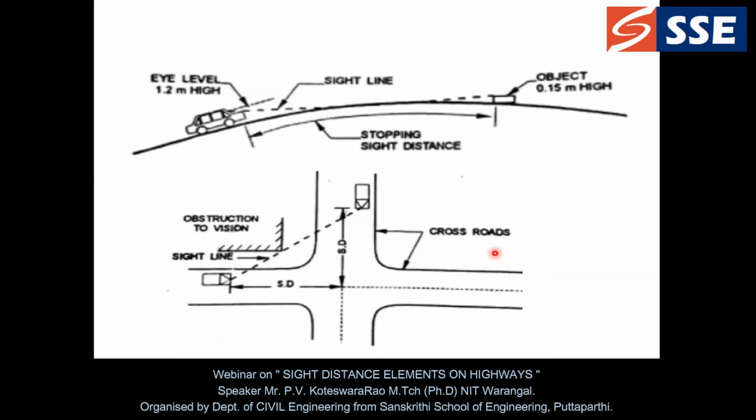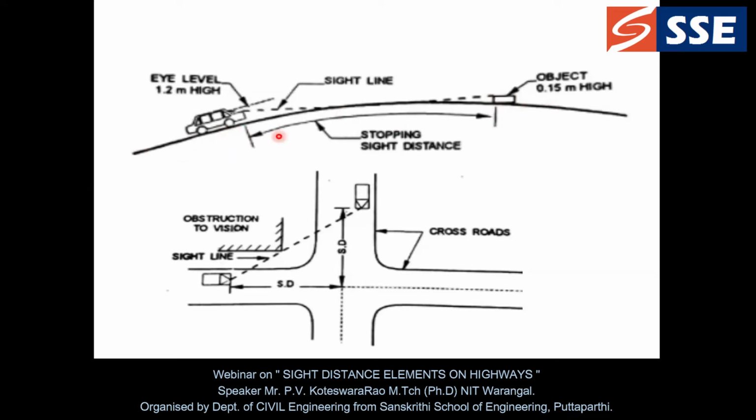Okay. The reason why we go for this 0.15 is that if the object is very small, then the driver may not be able to observe such small height objects like 0.1 meter, that is 10 centimeters, or 5 centimeters. Then there will be more chances of collision with that object, and your vehicle may be damaged and the person can also be hurt. So accidents may occur. To avoid that and to have the proper safe distance on highways, this has been given as 0.15 meter. This is on a highway or any straight road.